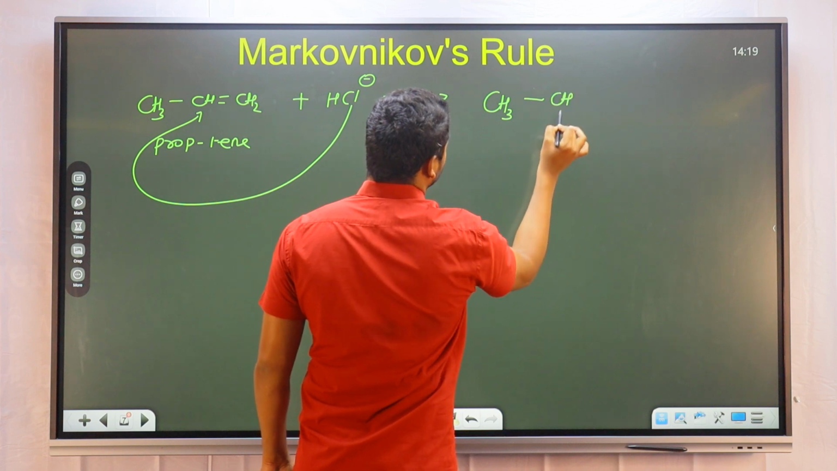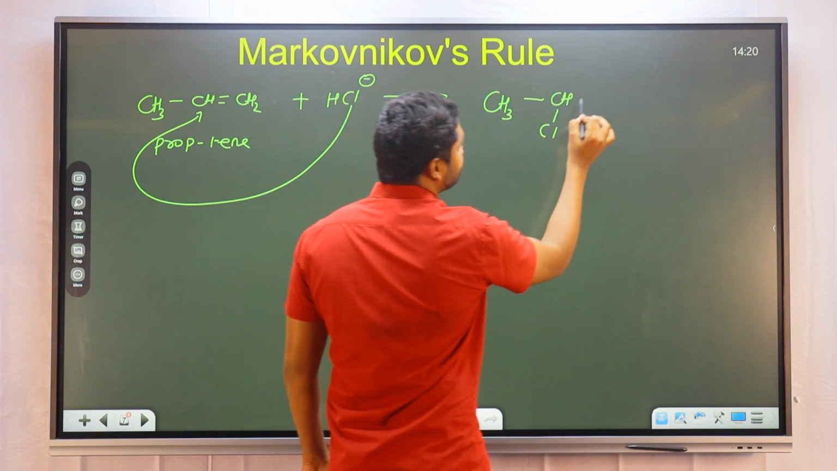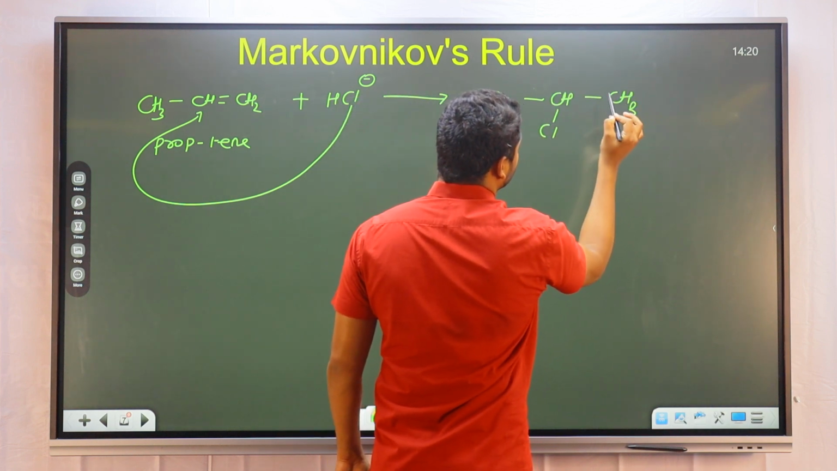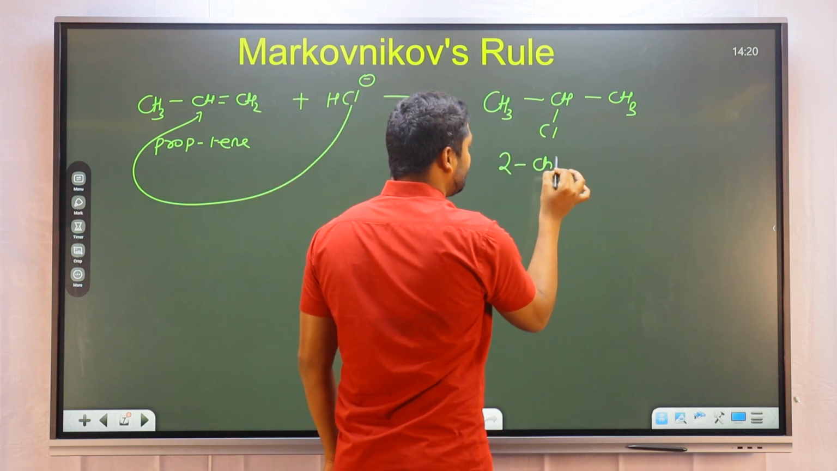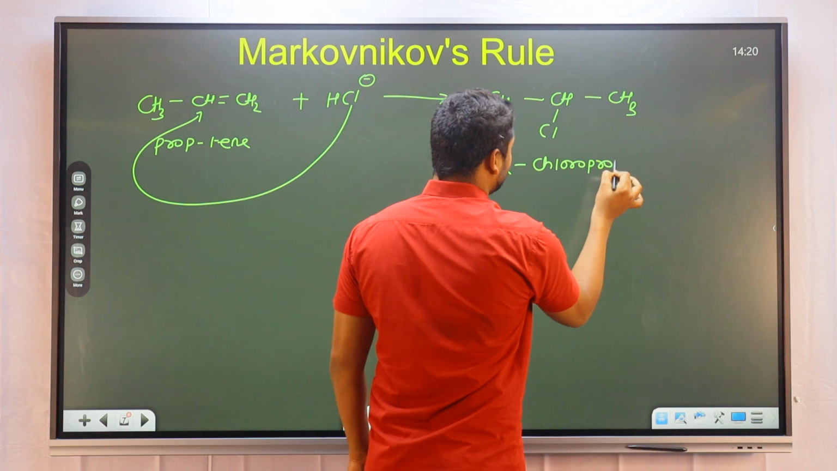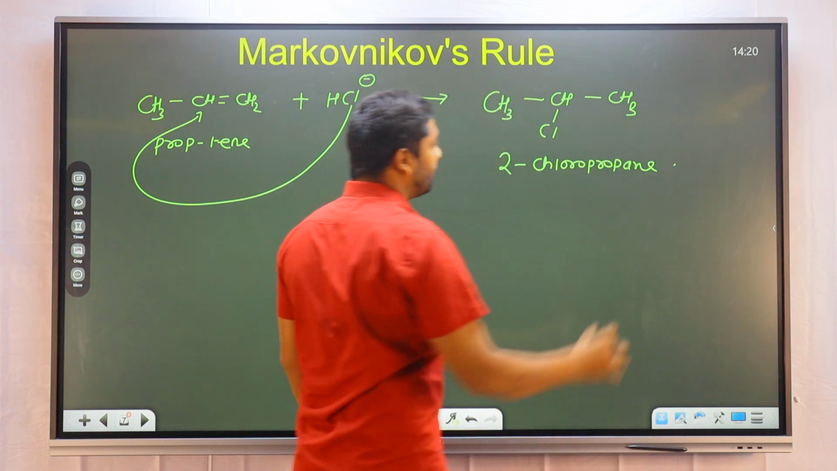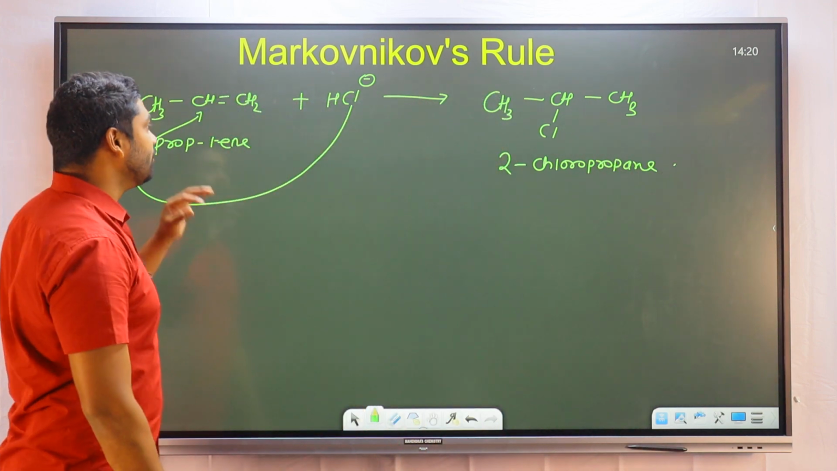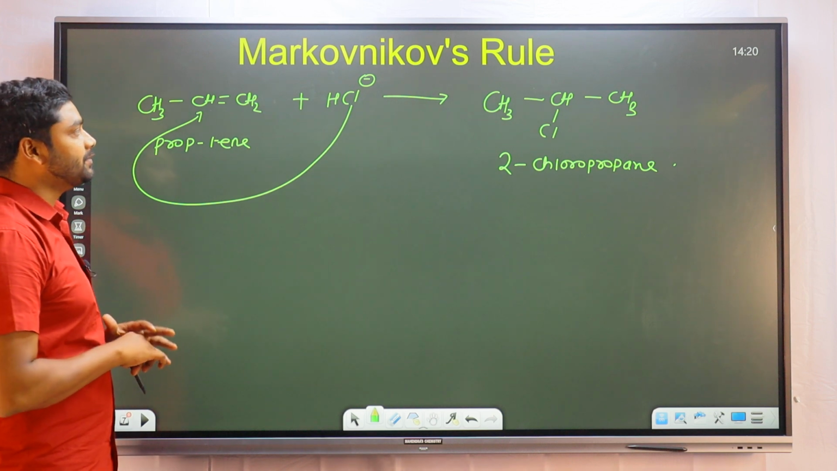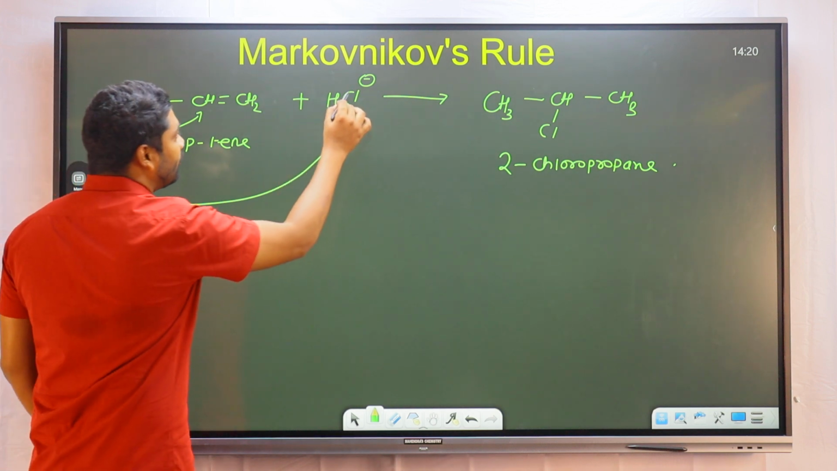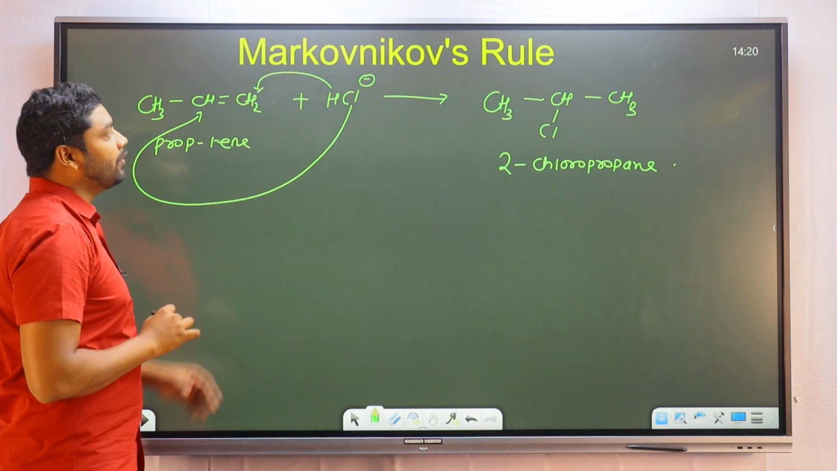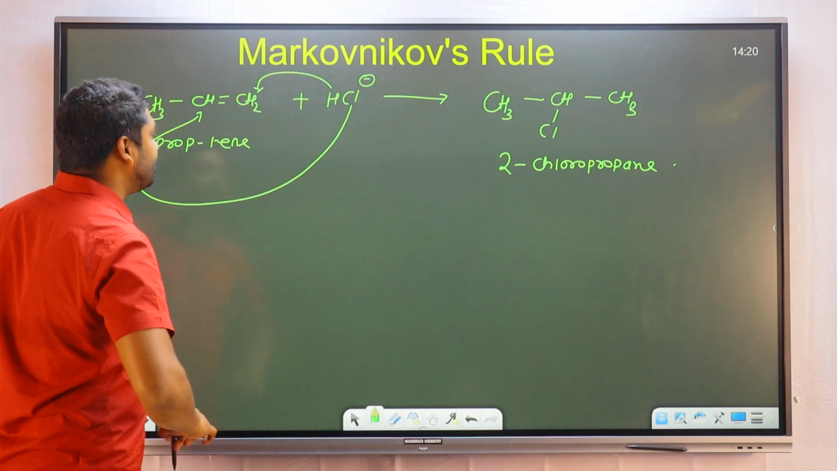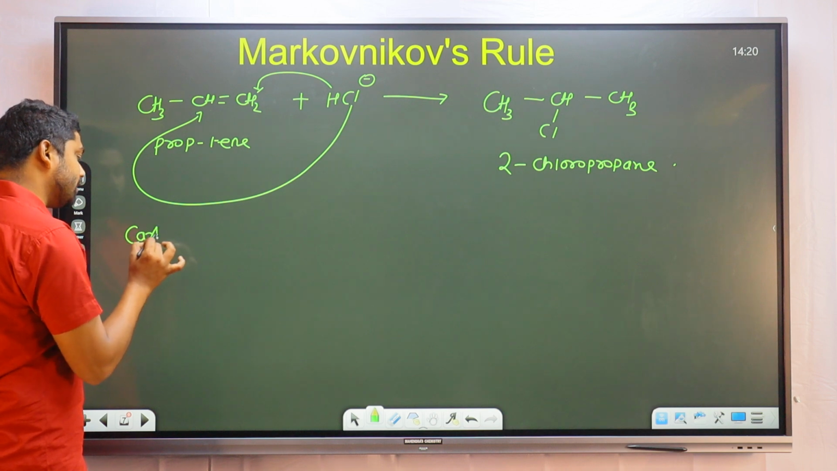So here it gives you CH3 CHCl CH3, and it has produced 2-chloropropane. We need to understand the mechanism of this reaction, that is, how Cl minus attaches to CH and how H attaches to CH2. To define this, you must know the carbocation.